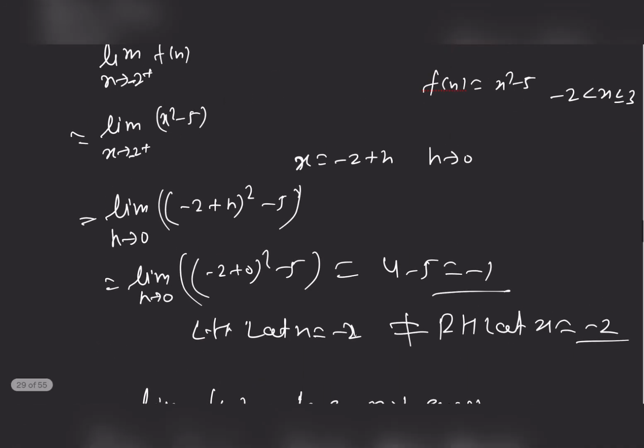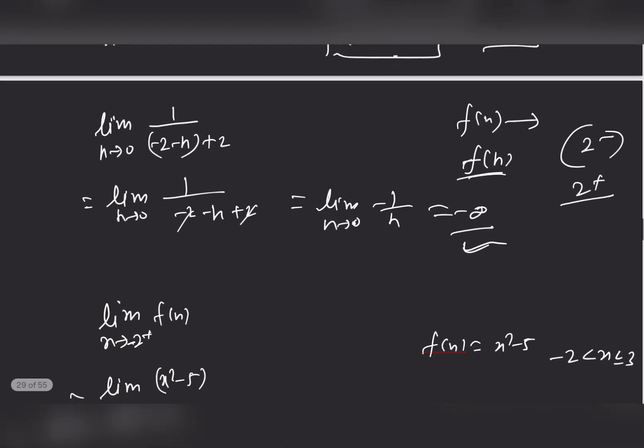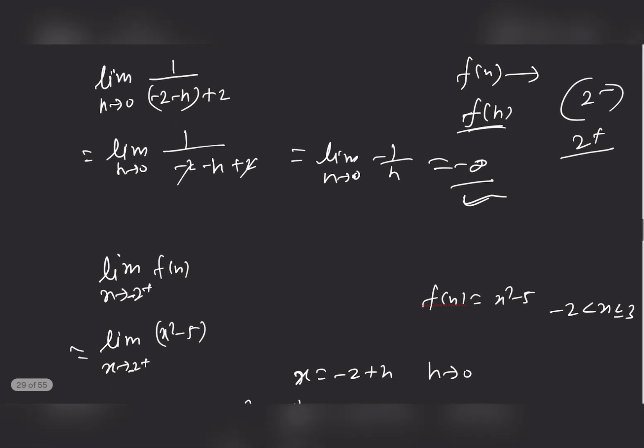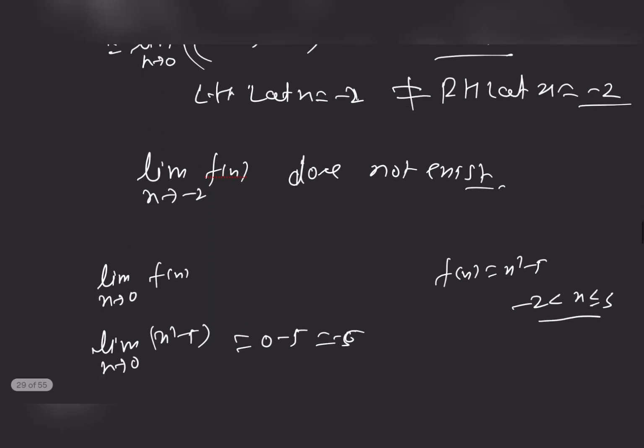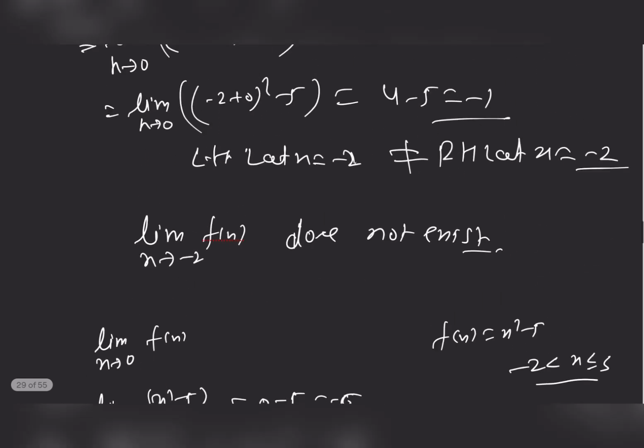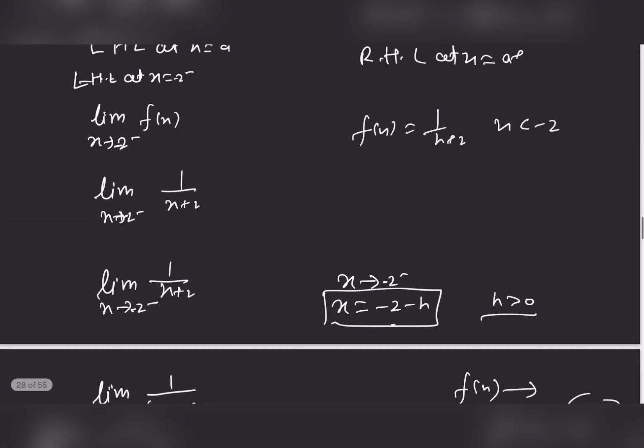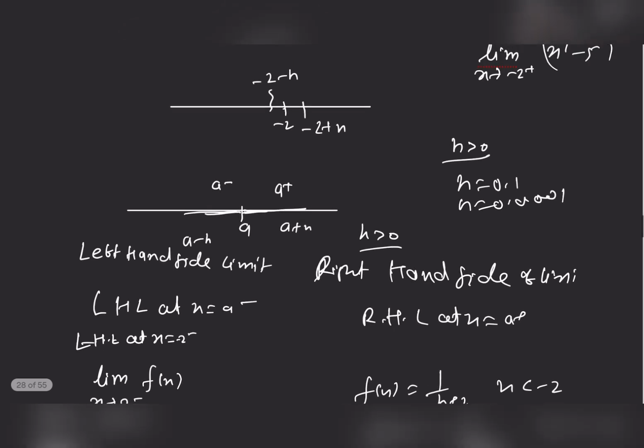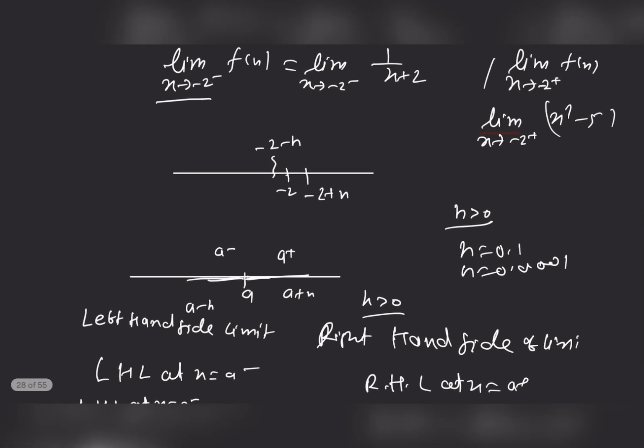Because here the function is changing its behavior, that is basically a suspicious point in this function. That's why we have checked at two different points, meaning in the case of LHL and RHL. We have checked when x goes to minus 2 minus and when x goes to minus 2 plus.